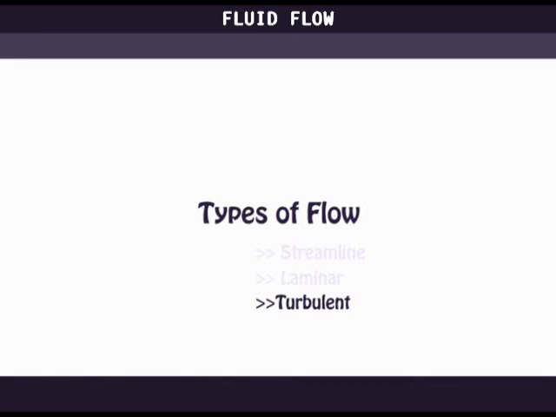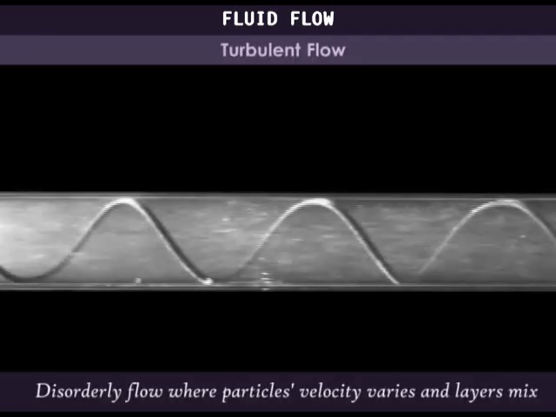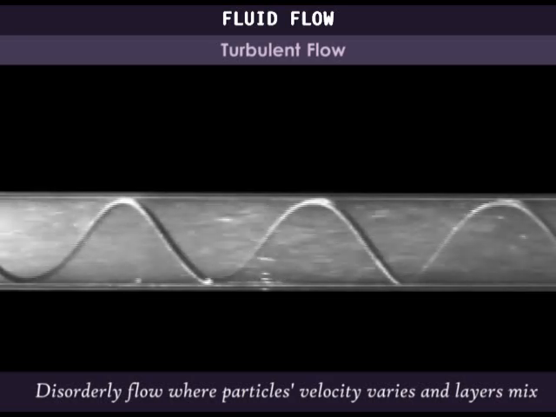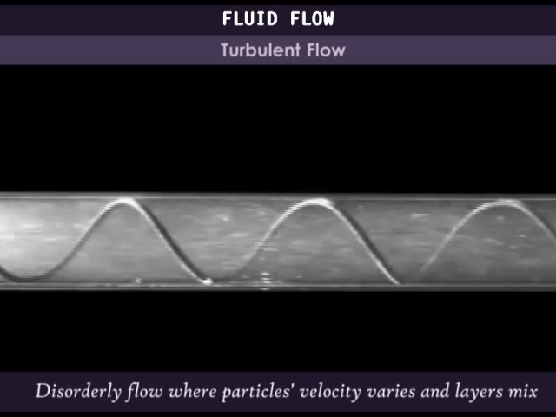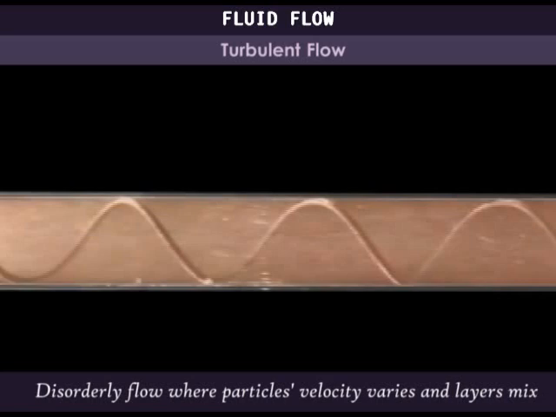The opposite of laminar flow is turbulent flow. Here, there is no orderly flow. The velocity of the particles is constantly changing, and the particles have no clear path that they are following. There are no distinct layers.